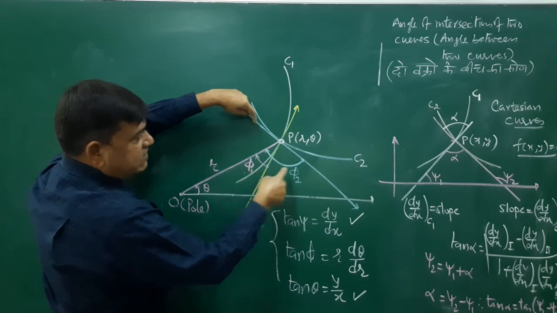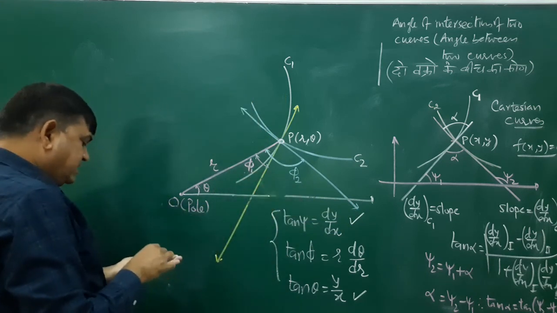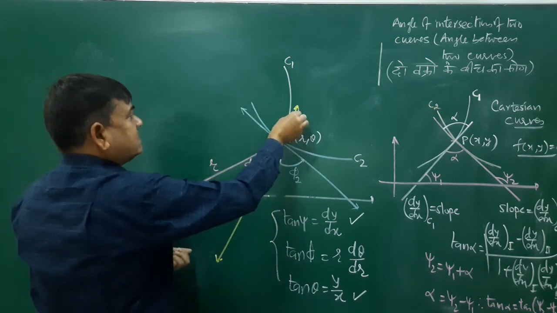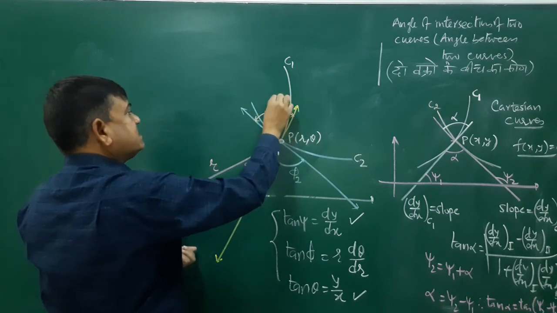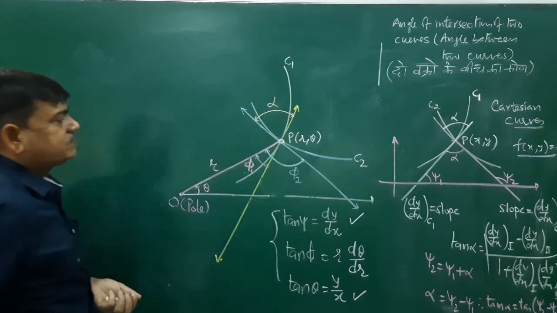So this angle phi 1 and this phi 2, and this angle, this one, this is the tangent, here it is tangent, so this is alpha.